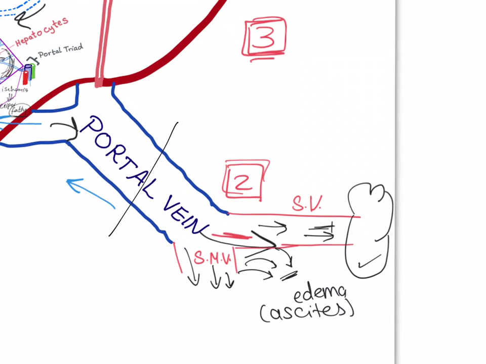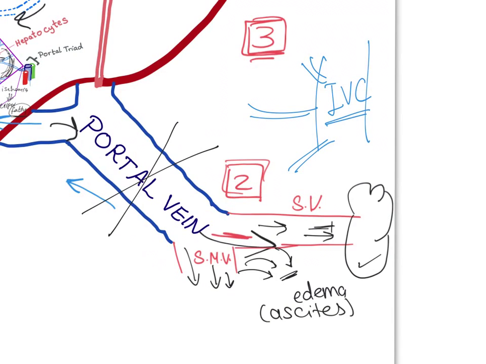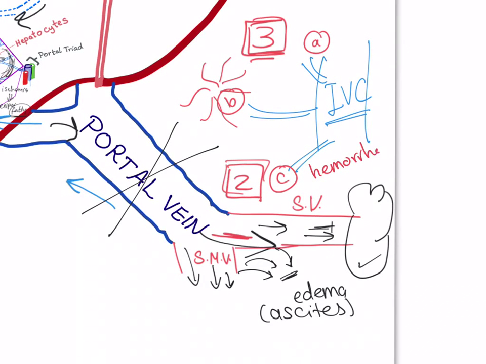What else? When the portal vein system shuts down, we have to get blood. How are we going to get blood? Going through the IVC, through something that we call shunts. Portosystemic shunts are found mainly in three locations. A, around the esophagus, leading to esophageal varices. B, around the umbilicus, leading to the funny shape of the caput medusae. And C, around the anal canal, leading to hemorrhoids, and these are painful.